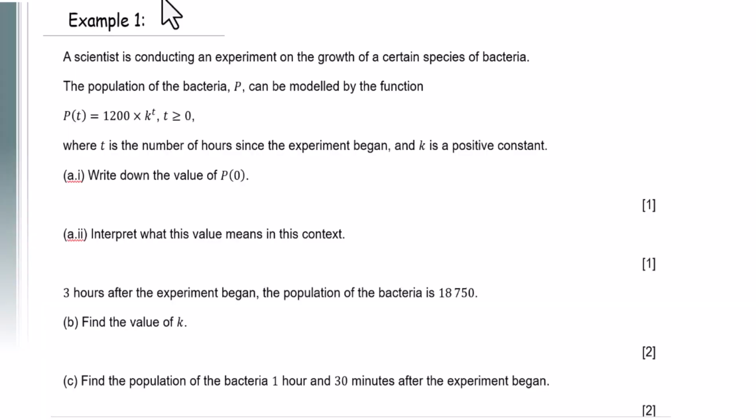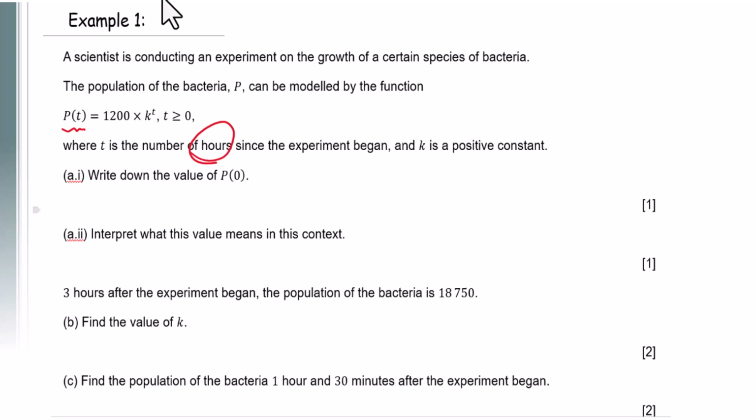This video is about application of exponential functions. A scientist is conducting an experiment on the growth of a certain species of bacteria. The population of bacteria P can be modeled by the function P of t equals 1200 times k to the t-th power, t greater than or equal to 0, where t is the number of hours since the experiment began, and k is a positive constant.